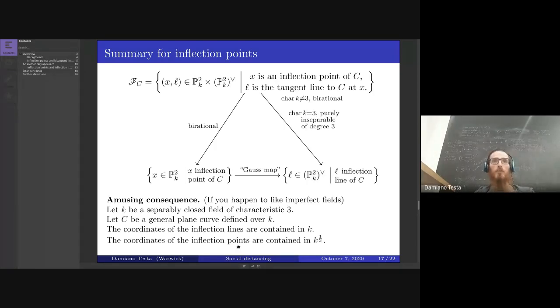Whereas the coordinates of the inflection points are defined exactly in the first layer of applying the inverse of Frobenius. So you only need to extract a 1/3 root of possibly every element of the field. In fact, just of the coordinates of the line. So it's kind of amusing that you get some arithmetic consequence from these results. You don't have to go very far. You know that either they're in a separable closure or they're sort of one layer away from the separable closure. Okay. Anyway, this was a very, very big aside, just because I like fields of positive characteristic, and if you like them, then you like inseparable and imperfect extensions.